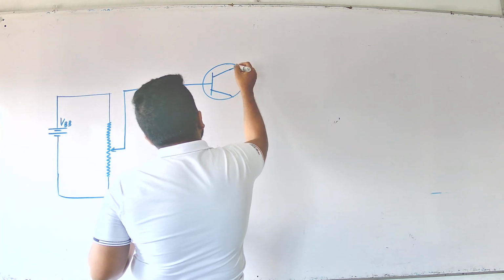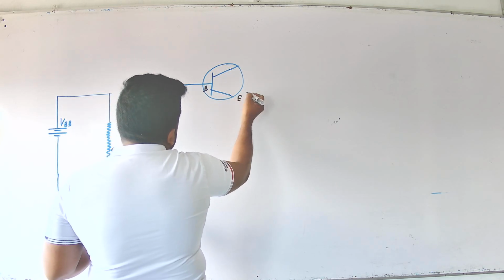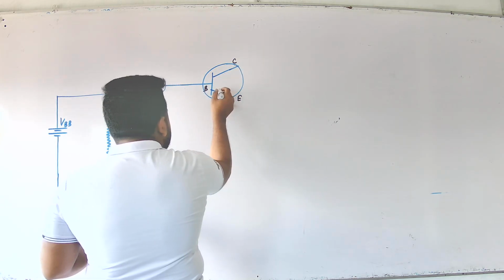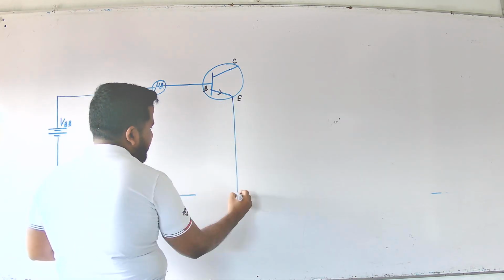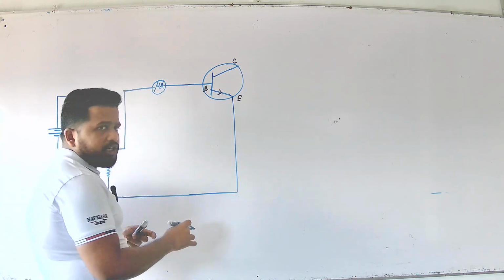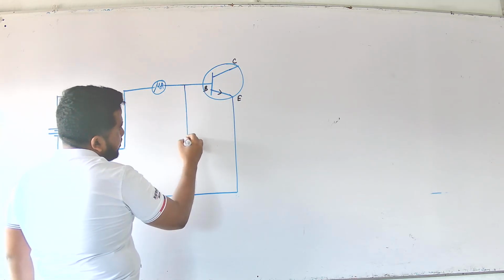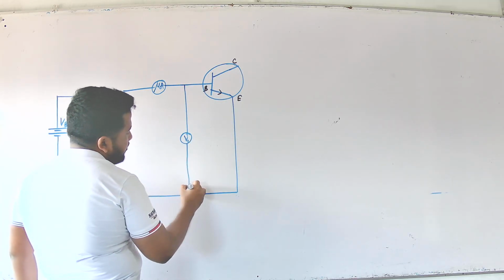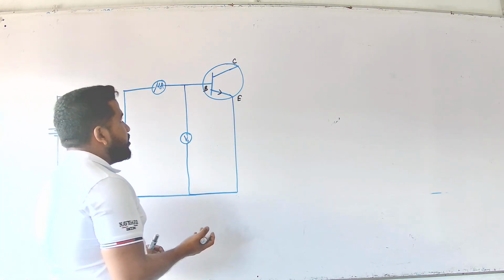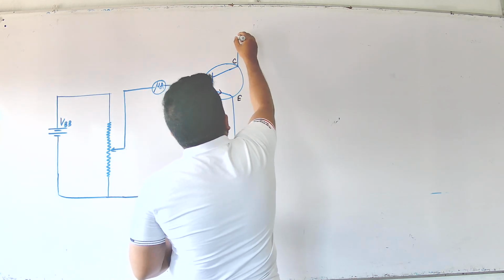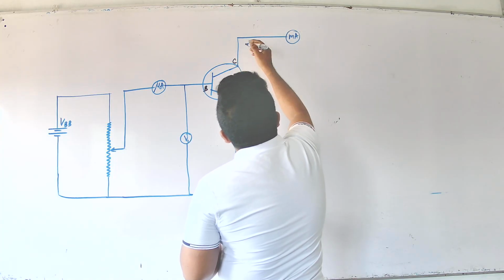In the NPN transistor, this is the base, this is the emitter, this is the collector. We are using the common emitter configuration. We need to find the voltage between V and E, therefore we need to take the voltmeter having the highest resistance. Then we are using the milliammeter to get the readings of the IC.